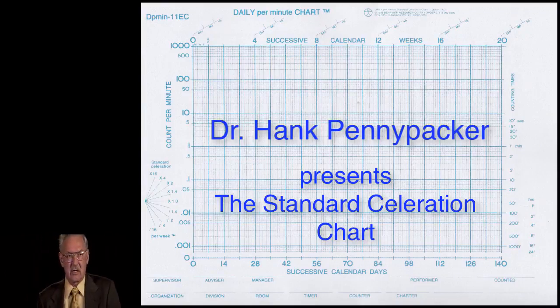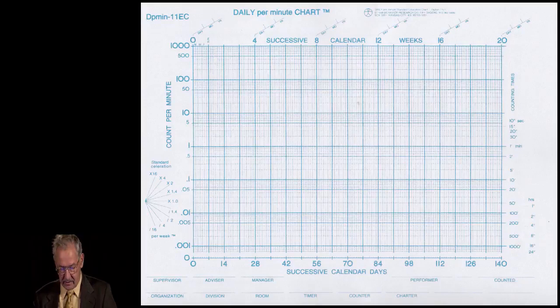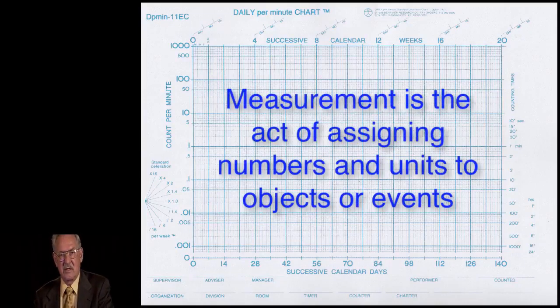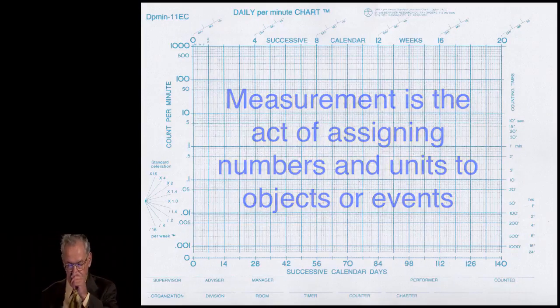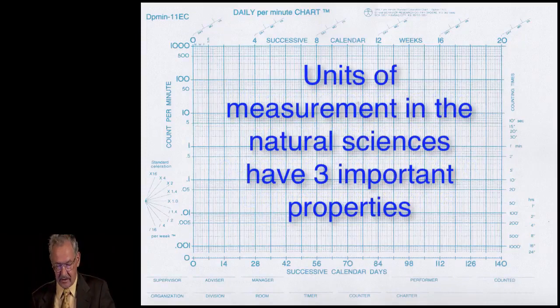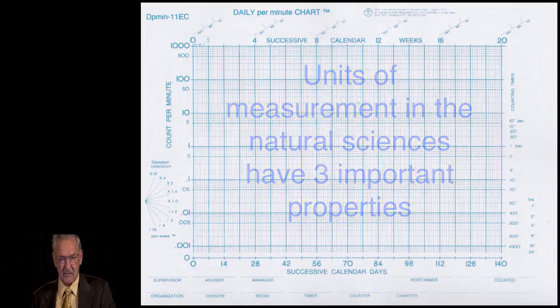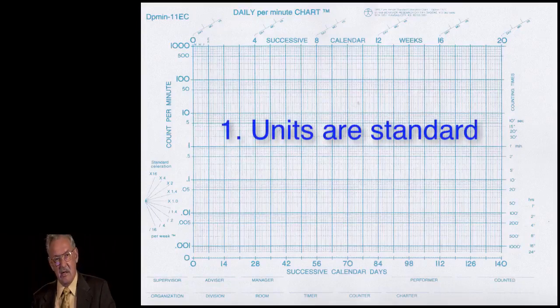The standard celeration chart has its own special place in the history of measurement in science and technology. Measurement is the act of assigning numbers and units to objects or events. Now, units of measurement in the natural sciences have three important properties. First of all, they are standard. Everyone agrees that the unit represents the dimension. For example, centimeters is the unit by which we measure the dimension of length of objects in the real world.